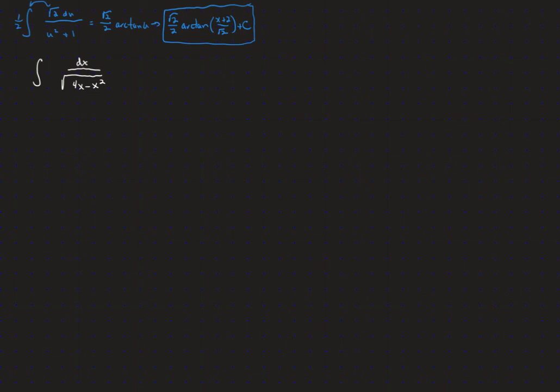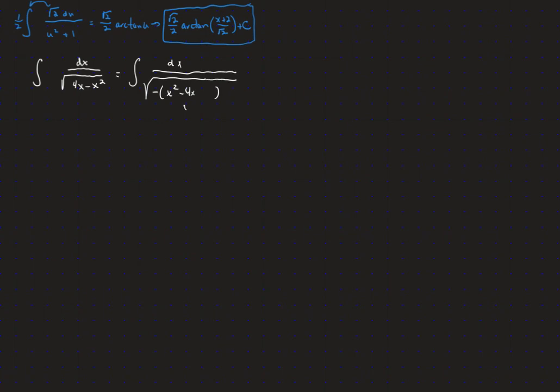Now, if it's going to be an arc sine, we need it to be a square root of 1 minus u squared, and so that means we're going to have to complete the square inside this radical. Okay, so I'm going to switch the order, and I'm going to factor the negative out because we want the coefficient of x squared to be a positive 1 before we complete the square. So I'm going to leave some space there.